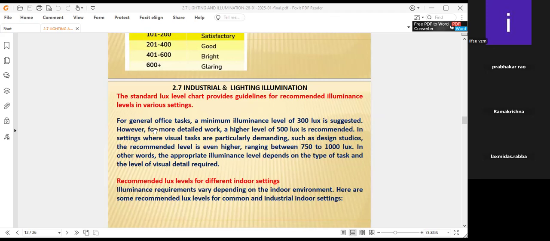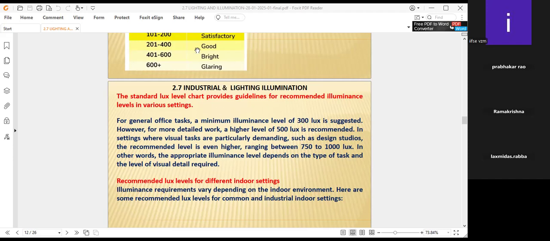That is why, for more detailed work, but he has not explained what the more detailed work is. We have to determine it ourselves: this is more detailed, this is less detailed, this is adequate detail. Organizational management has to decide which is more detailed work depending upon the culture of the organization. But the minimum illuminance is 400, and for more detailed work the maximum is 500.